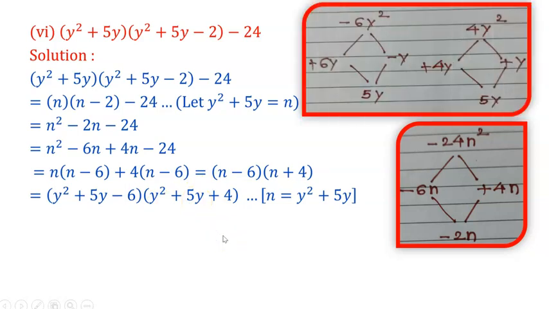Now next, can we factorize this again? y square plus 5y minus 6. Yes. The product of the first term and the last term, that is y square times minus 6, is minus 6y square. The middle term is plus 5y.